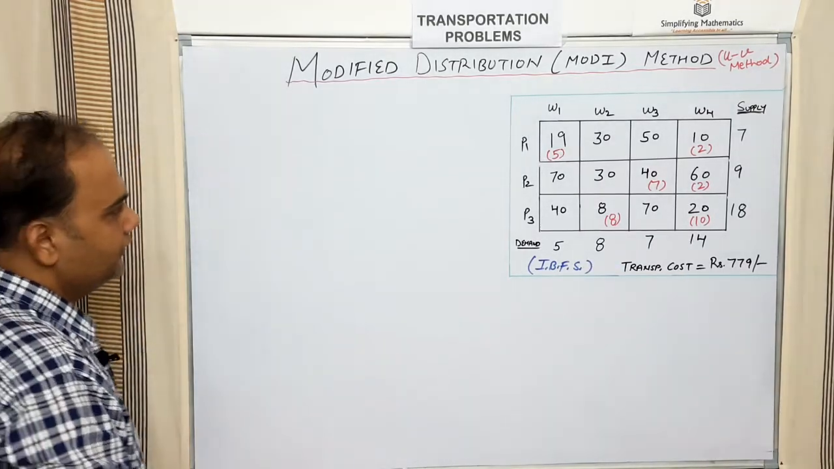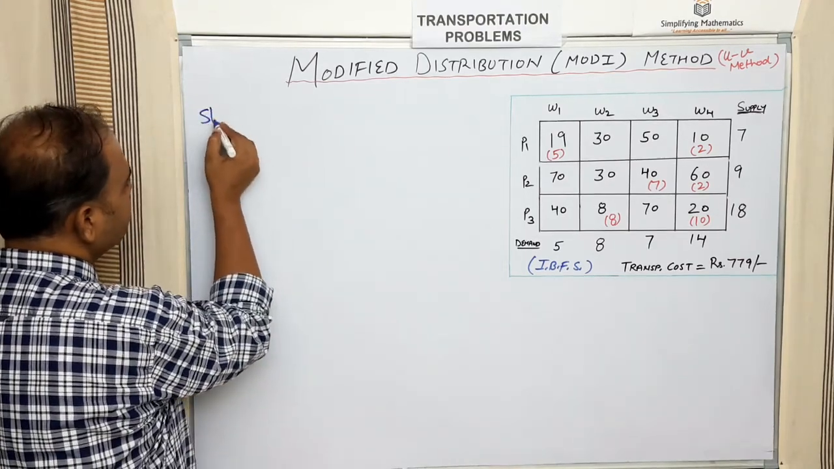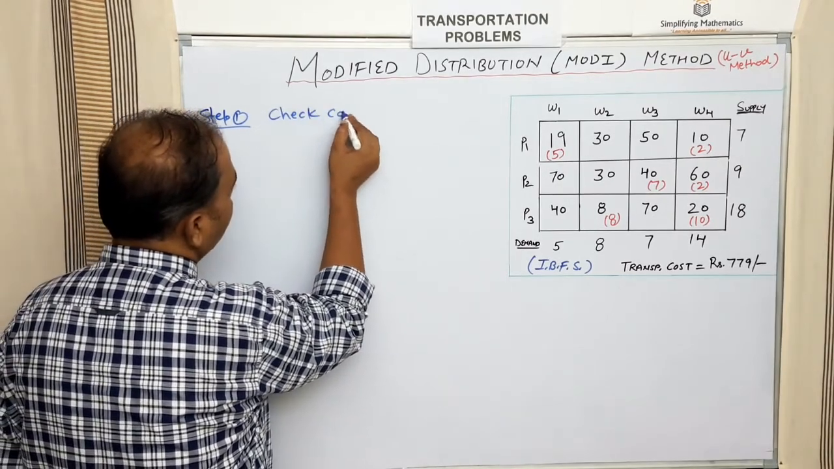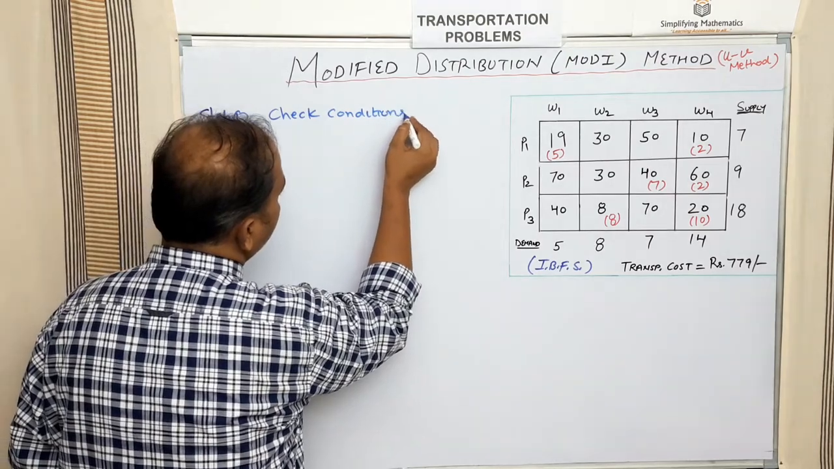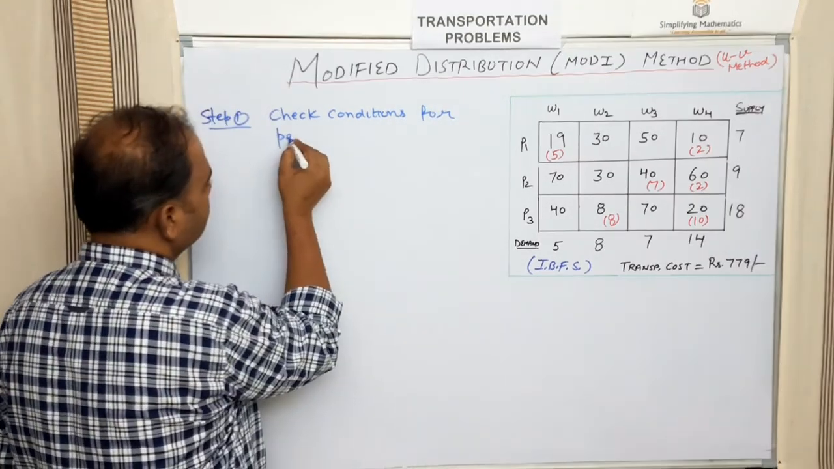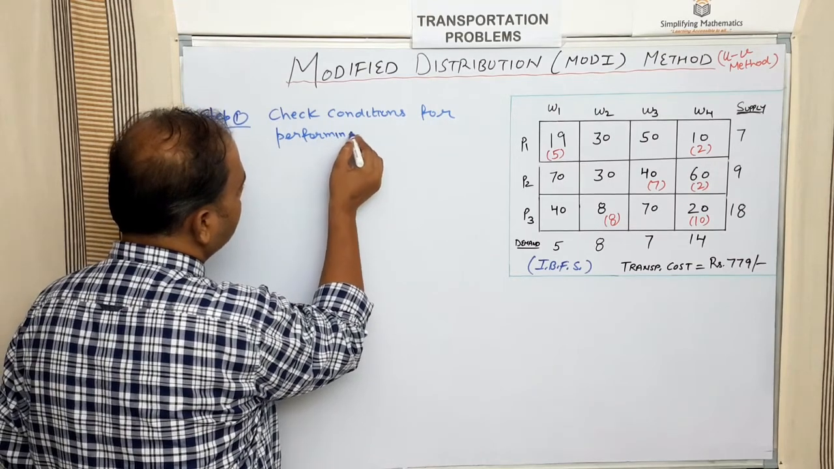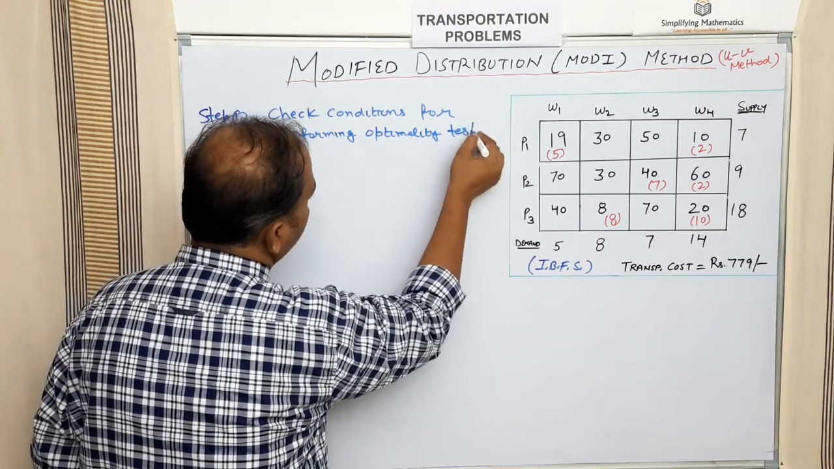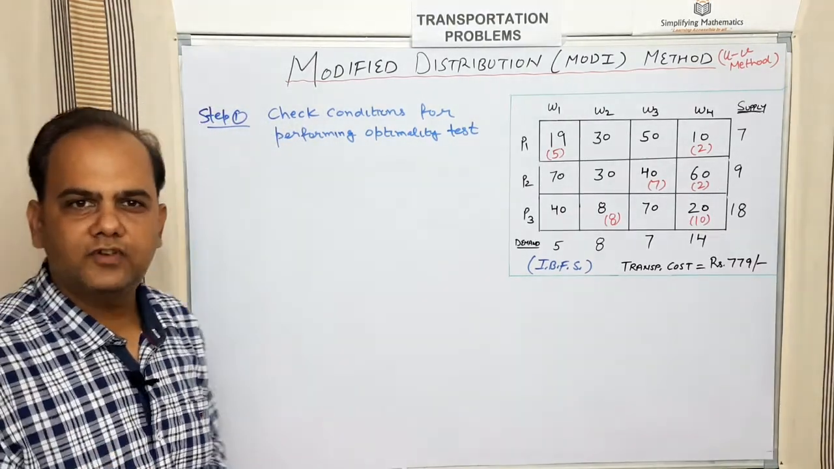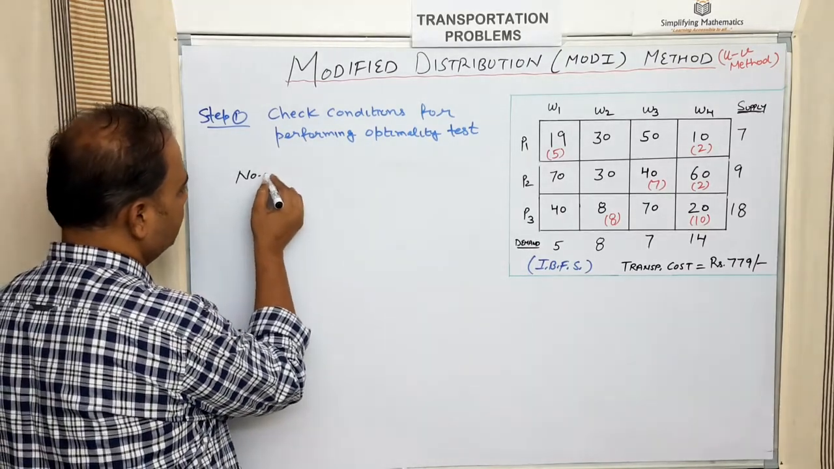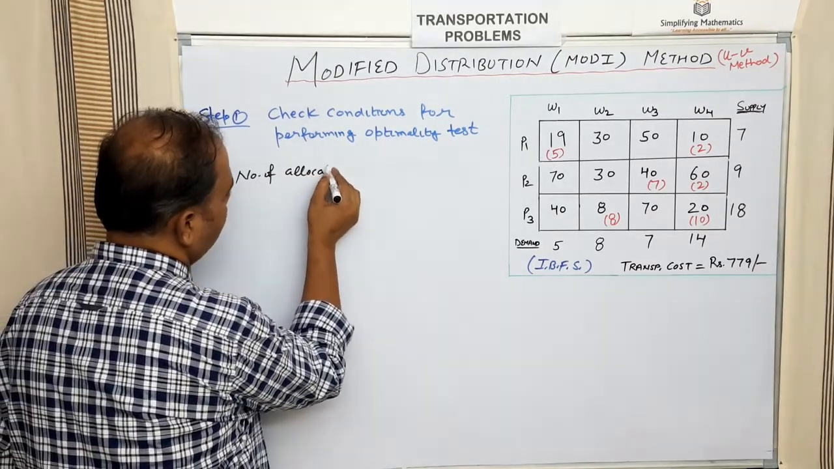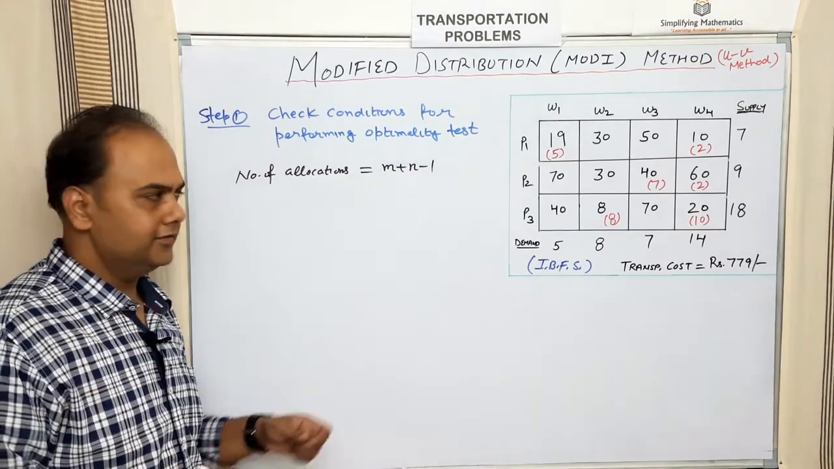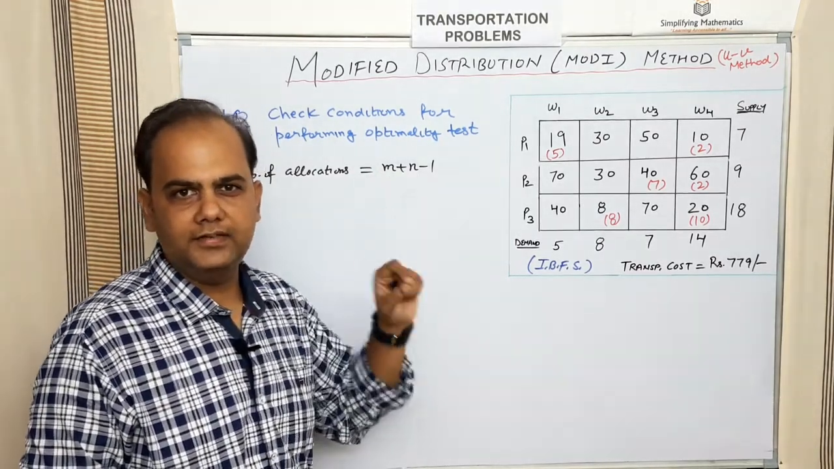Now starting with the MODI method, the very first step is to check the conditions for performing the optimality test. The first condition is that the number of allocations should be m plus n minus 1, where m is the number of rows and n is the number of columns.